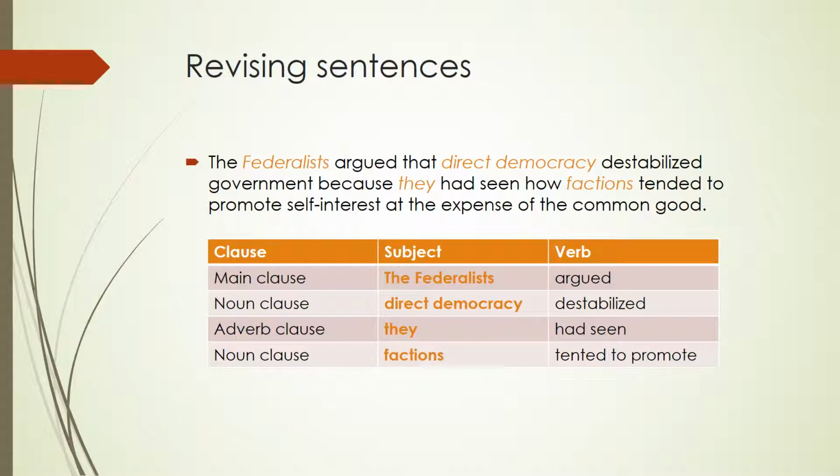Third, in the subordinate adverb clause, they refers to the flesh and blood character, the Federalist. So the pronoun serves as the agent and grammatical subject of the adverb because clause. Fourth, in the second noun clause, which acts as the object in the subordinate clause, factions is a virtual character that serves as the agent and grammatical subject of the how clause.